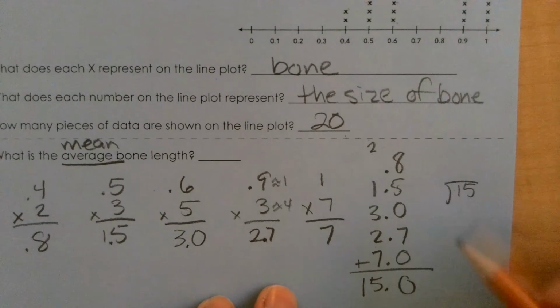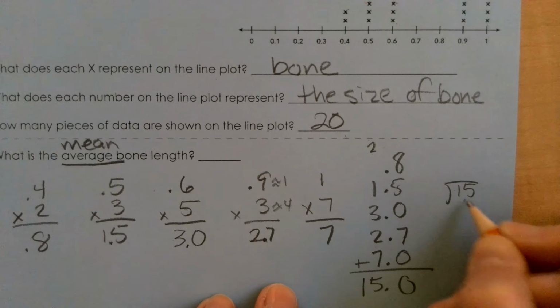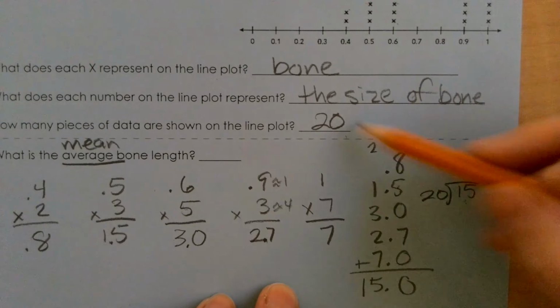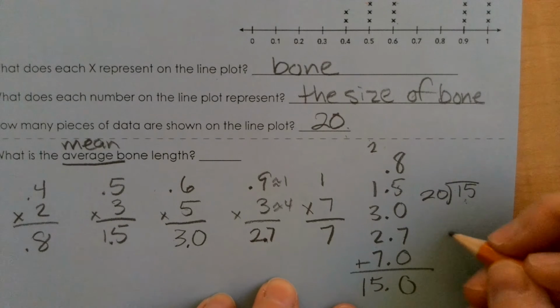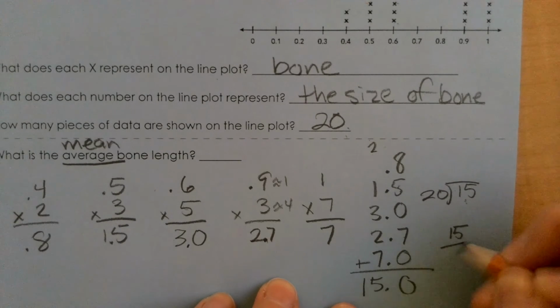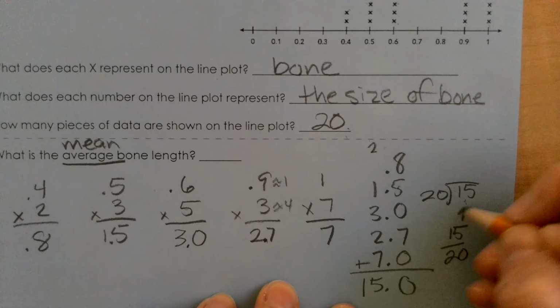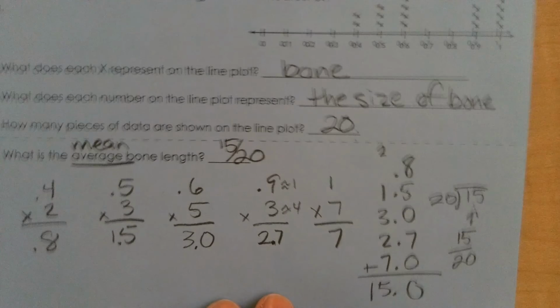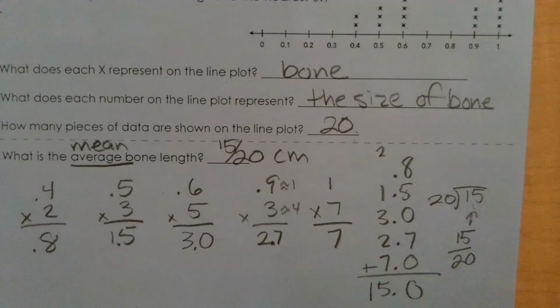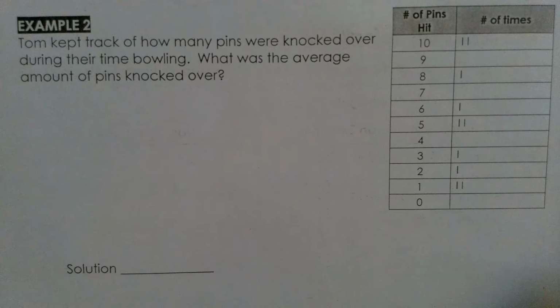15 needs to be divided by how many pieces of data there are. Oh, well, don't jump straight into this, because if I write this down and I divide it by how many pieces of data I have, that could be confusing. Remember fractions as division. So if we have 15 divided by 20, same thing as this, but that's our answer. 15/20. The average size is 15/20 of a centimeter. So looking at the data, we added them up, we divided by how many pieces there were, and we found the average size of these bone fragments.